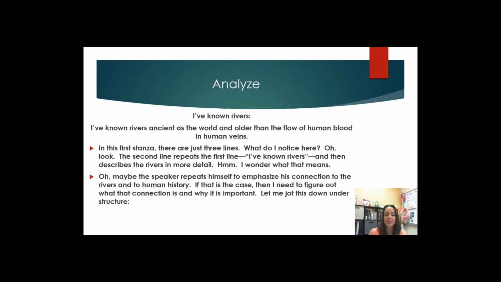Maybe the speaker repeats himself to emphasize his connection to the rivers and to human history. If that is the case, then I need to figure out what that connection is and why it is important. Let me jot this down under structure.